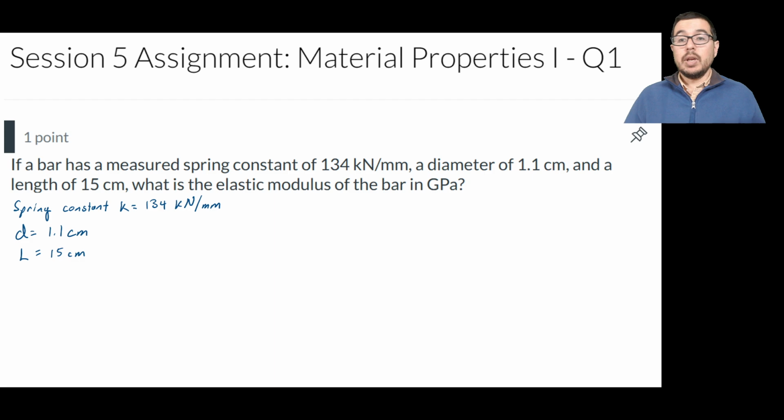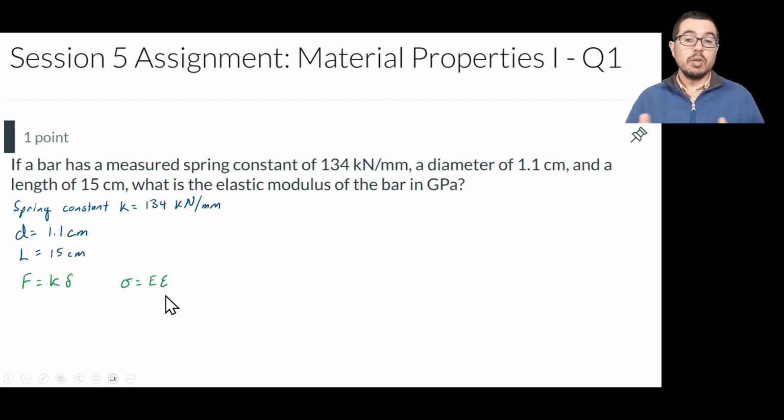At this point, we've written all the parameters that have been given to us, and we're still in search of the elastic modulus. Let's turn to some of the equations we've discussed in class. One is a form of Hooke's law, relating the force and the displacement to each other through a spring constant, K. And we have a spring constant given as 134 kilonewtons per millimeter.